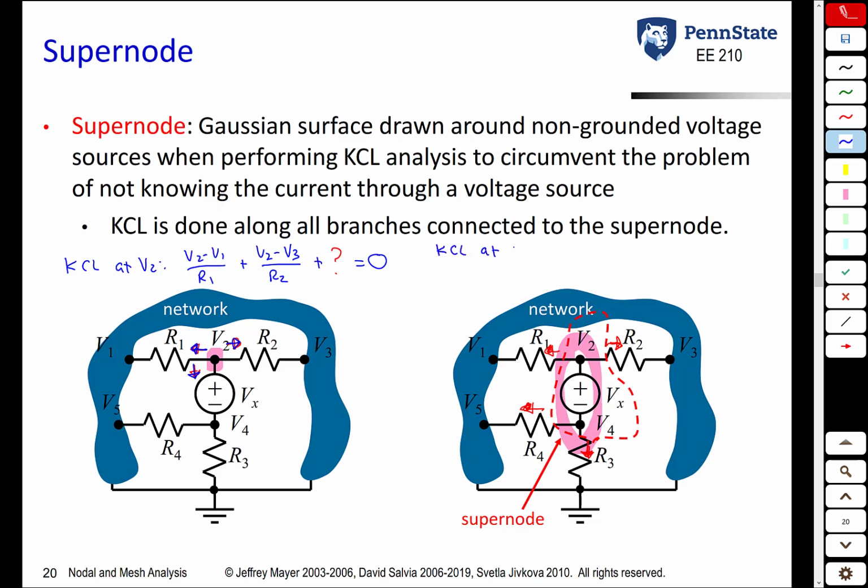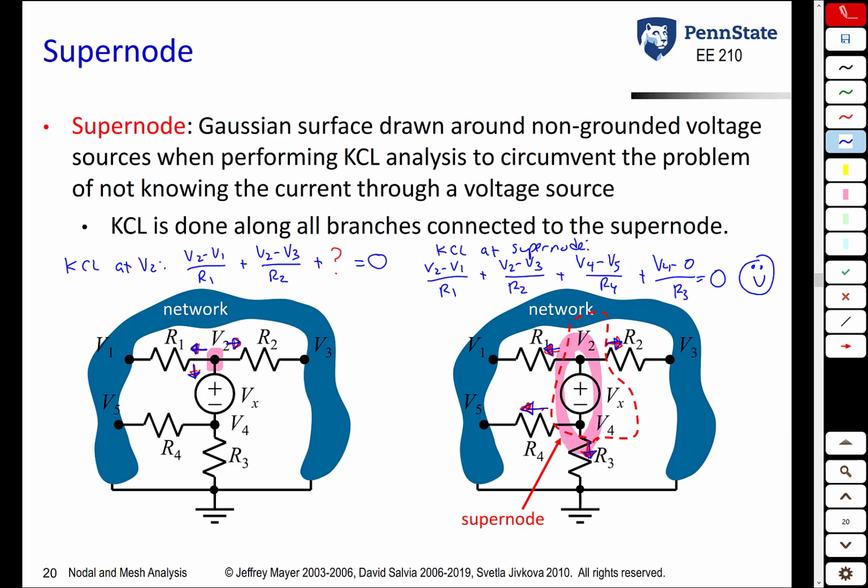But what happens when we try to write a KCL equation at this so-called supernode? So KCL at the supernode, current to the left once again is V2 minus V1 over R1. We can do that. Current to the right is V2 minus V3 over R2. We can write that. This current on the bottom left is V4 minus V5 over R4. Hey, you can do that. This current down here is V4 minus 0 over R3.